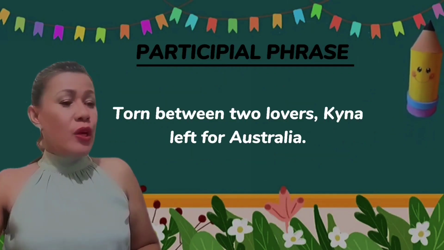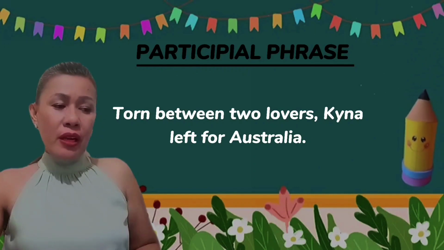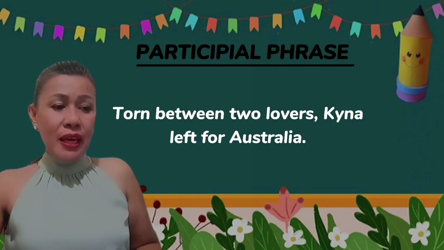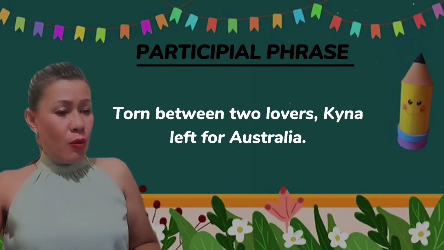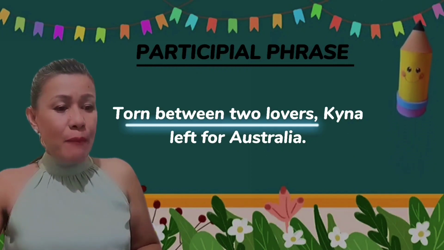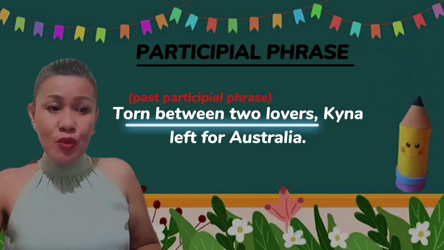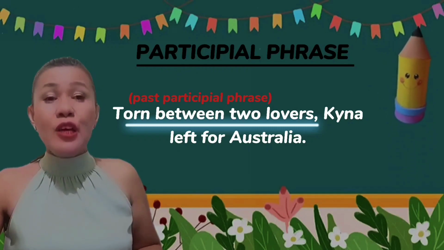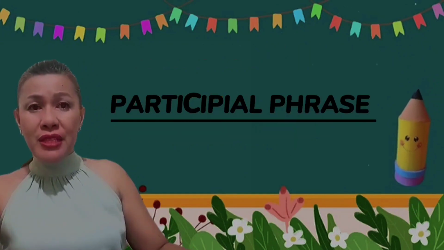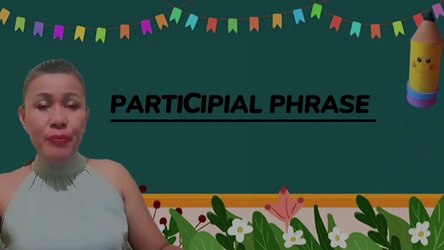In this example, our sentence is introduced by a participial phrase, wishing to honor the gods, which is a present participial phrase. So instead of beginning with our subject, we have a participial phrase introducing our sentence. Another example, torn between two lovers, Kaina left for Australia. We have a participial phrase beginning our sentence here with torn between two lovers. In this case, it is a past participial phrase because it begins with a past participle, torn. Okay, so that's one way to vary your sentence beginning. You can make use of a participial phrase.